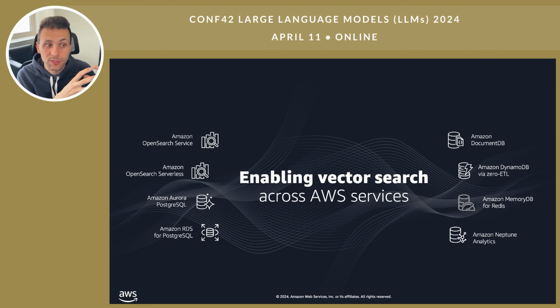So we're going to have search engines like OpenSearch. You're going to have relational databases like Postgres, Aurora Postgres, and RDS Postgres. You're going to have document databases like DocumentDB, in-memory databases like MemoryDB, and graph databases like Neptune. And all of those databases now have capabilities to run and store vector functionality.